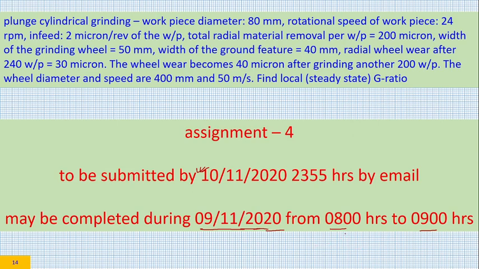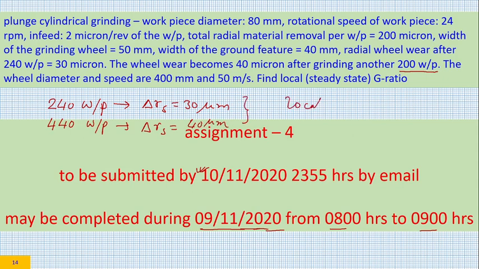What is the difference? The problem statement is the same. When 250 workpieces have been ground, you had a delta RS of 30 micron. Now you continue grinding. After grinding another 200 workpieces, so when you altogether grind 450 workpieces, then your delta RS becomes 40 micron. And now with this, you have been asked to find out the local grinding ratio or steady state grinding ratio.